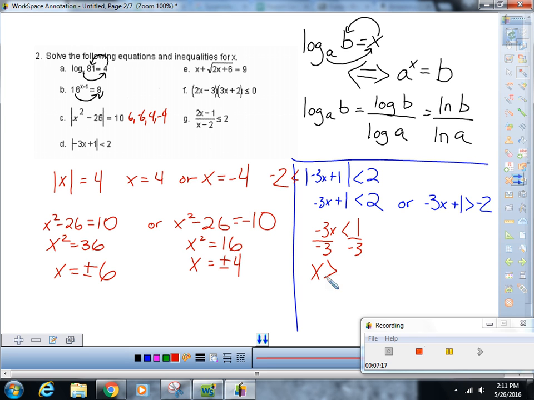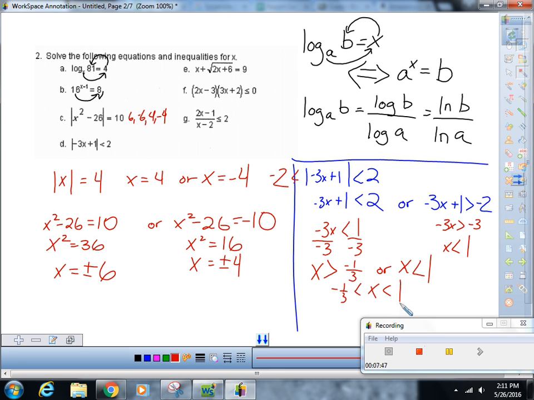So x is greater than negative 1/3, or, let's solve this one. Subtract 2, you get negative 3x is greater than negative 3. Divide each side by a negative 3, you get x is less than 1. So you might be better off writing this like x is bigger than negative 1/3 and less than 1. And how did the answer get written? And the answer just like that. Okay? All right. We're on to E.